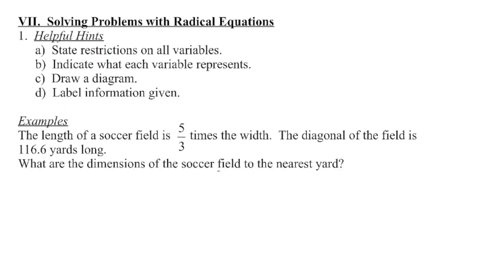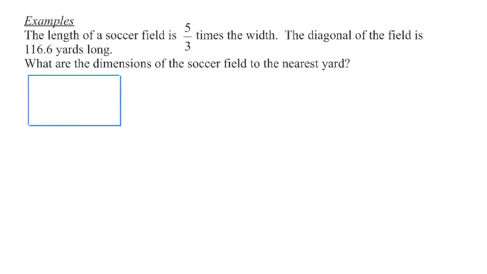In our first example here, we're told that we have a soccer field and we're given some information about the dimensions. I can begin by drawing the rectangular soccer field, and then we're told that the length of that soccer field is 5/3 times the width, but we're not told what that width is. So because we don't know what the width is, we're going to use a variable to represent that unknown side, and we want to choose variables that make sense to us. So we're going to choose W for width, and then we know the length is 5/3 times that width. So whatever that width is, we're going to multiply by 5/3, and that's going to give us the length. And then we're also told that the diagonal of that field is 116.6 yards.